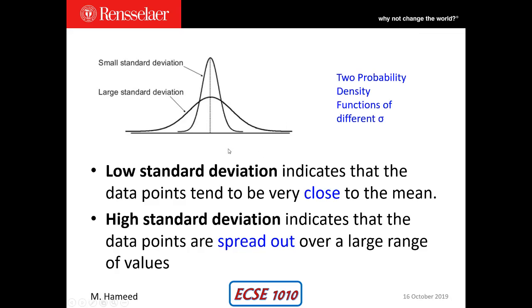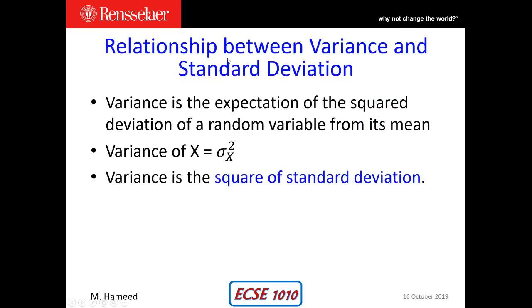Now, depending on what data set we are looking at, we could have values that are very tight or very spread out. There's another measure of spread in a data set, called the variance. Variance and standard deviation are related to each other. Variance is simply the expectation of the squared deviation of a random variable from its mean. So the variance of x is simply the square of the standard deviation. If you have the standard deviation, for which we used the formula earlier, and you simply square it, you get the variance of x.